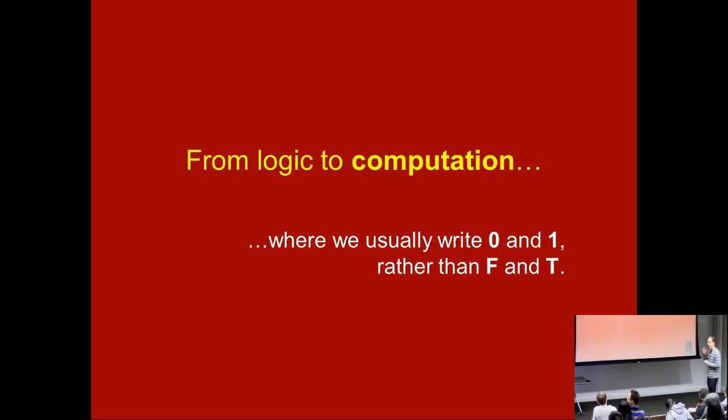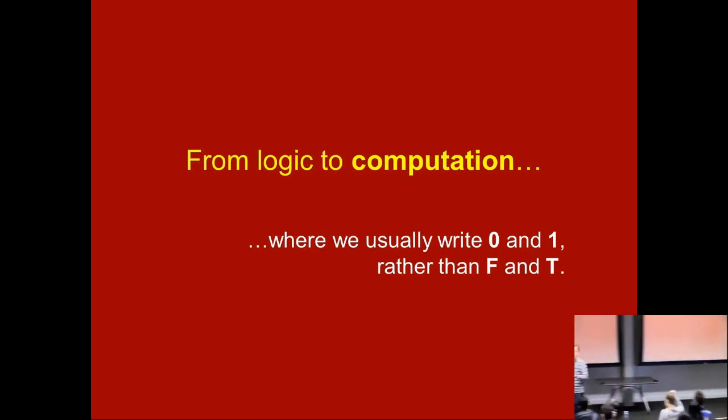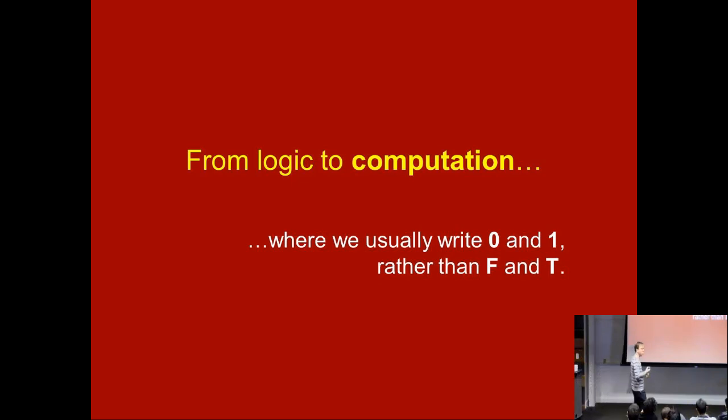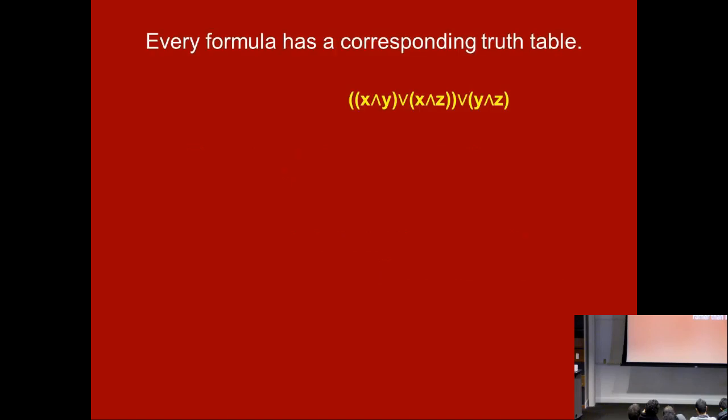Okay, so the last 15 minutes or so, we're going to move a little bit from logic to computation. After all, this course is called Great Theoretical Ideas in Computer Science, so we should talk a little bit about computer science as well. Usually in logic, you write false and true, but when you move to computation, usually you write 0 and 1. Okay, these are the same things. You can write whichever one you please. They're identical. I'm going to start writing 0 and 1 instead of true and false.